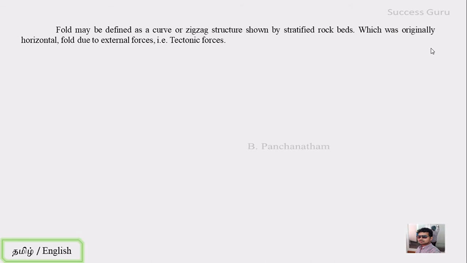So to begin with, the definition of fold: a fold may be defined as a curve or zigzag structure shown by a stratified rock bed, which was originally horizontal and folded due to an external force, and the probable external force is the tectonic force. So initially horizontal stratified rock formations have been bent and curved due to the external force, and such a structure will be called a fold.